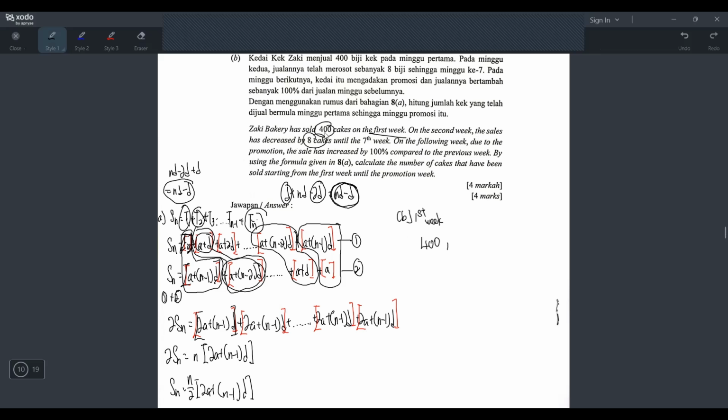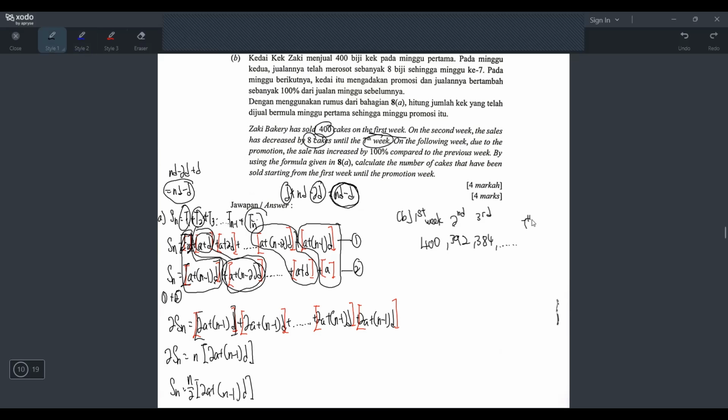So we use calculator. Okay, my calculator gives me 392, right? So this is the second week. Second week sales, right? 392. And then what about the third week? It will minus 8 also, right? So you press calculator, you're going to get 384, right? And it will keep decreasing until the 7th week. Because it says here, okay, this one is the third week. And this one is the second week, right?